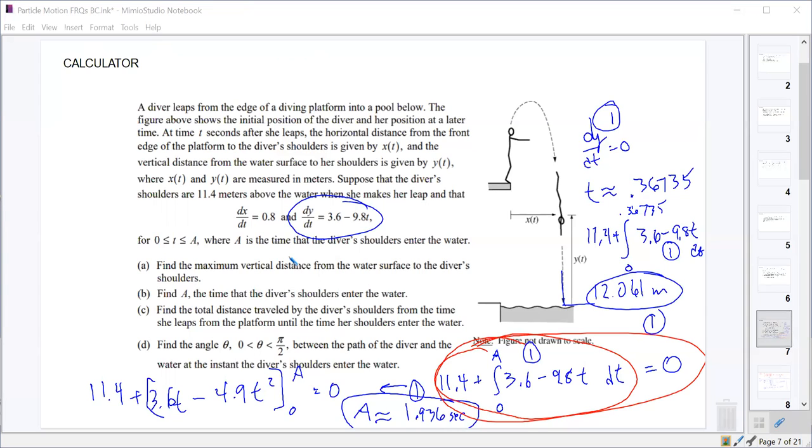Any other questions there on that? All right, anybody have any other questions on any of the particle motion problems that I assigned yesterday, or just any of them in general?